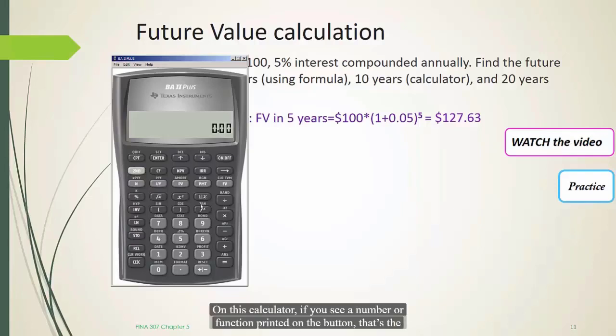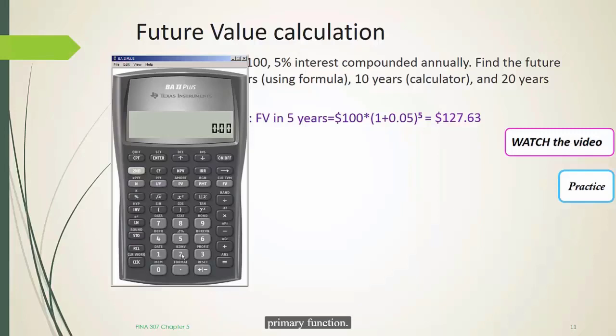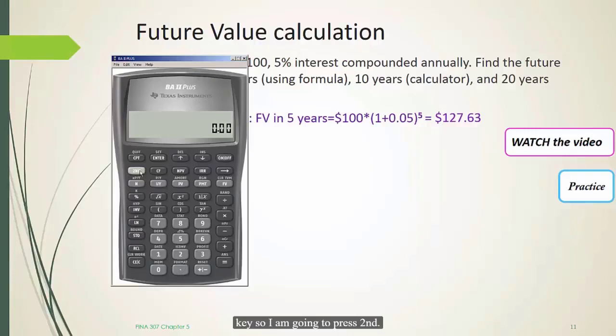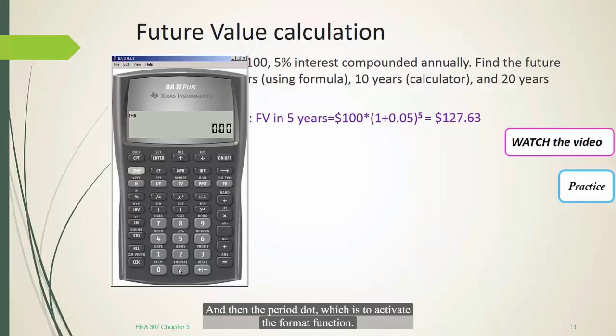On this calculator, if you see a number or a function printed on the button, that's the primary function. If you see something printed above the button, that's the secondary function. So we are going to use the format, which is the secondary function of this period dot key. I'm going to press second, and then you see 2nd on the screen, and then press the period dot, which activates the format function.